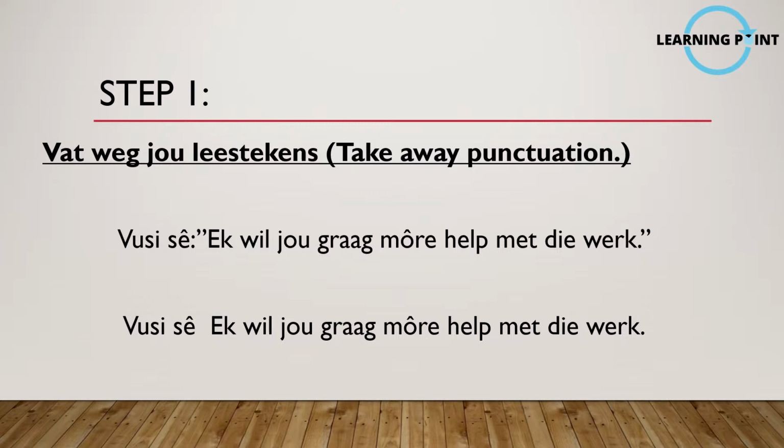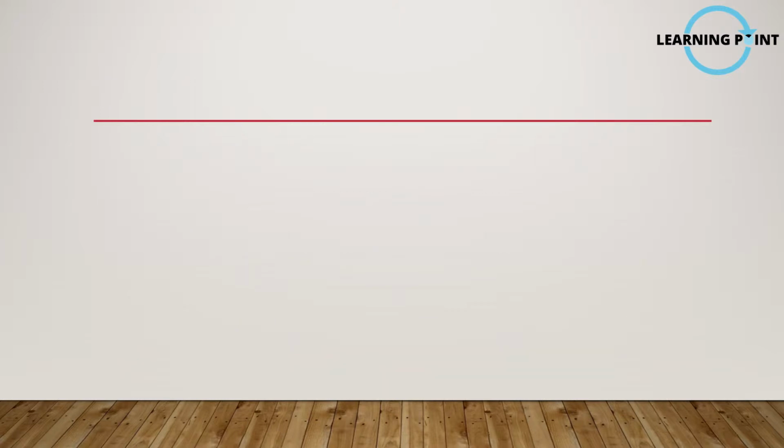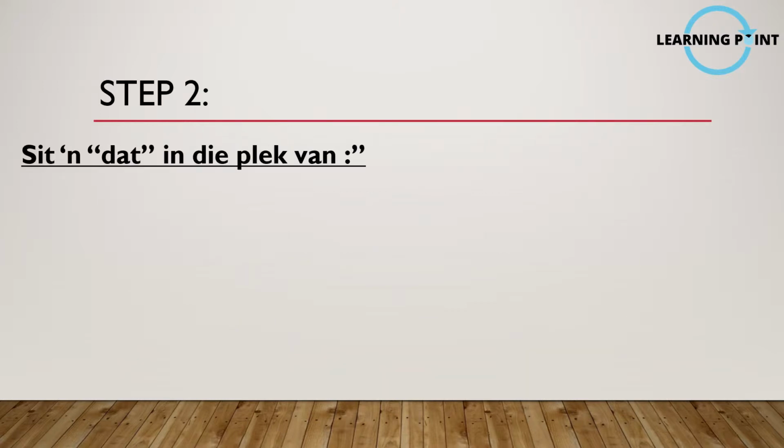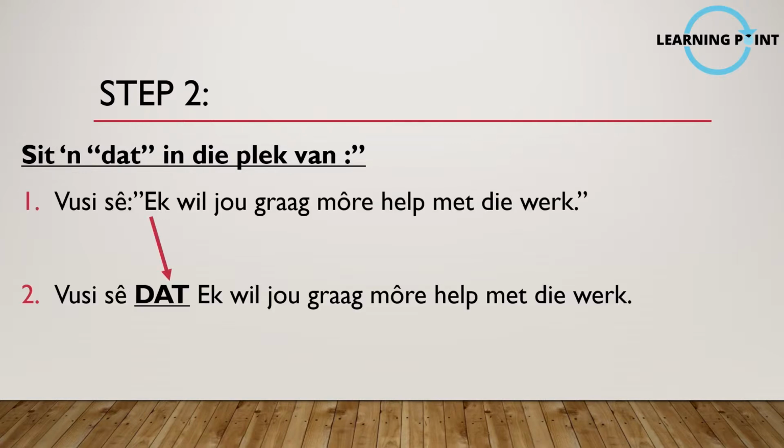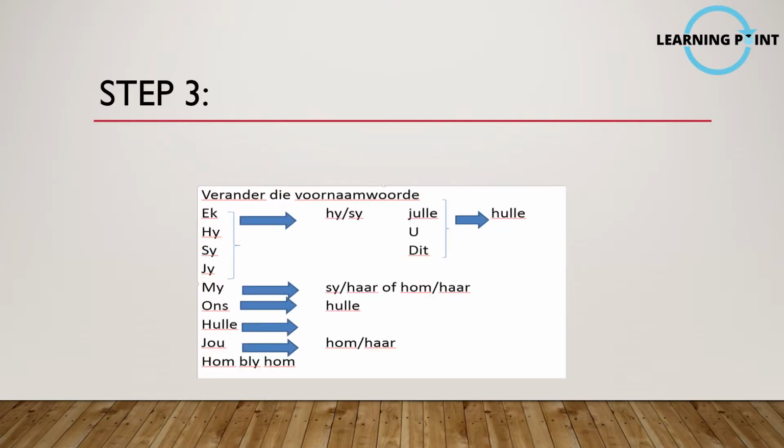Step 2 is put a dat in the place of the colon or the quotation mark. So where I took out my punctuation there, I have to put in a dat. So this is only, remember, it's only for a stelsin, a statement sentence. For the rest of them, they have different rules, but for a stelsin, I put in a dat.